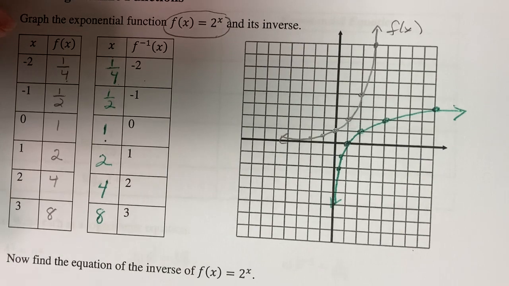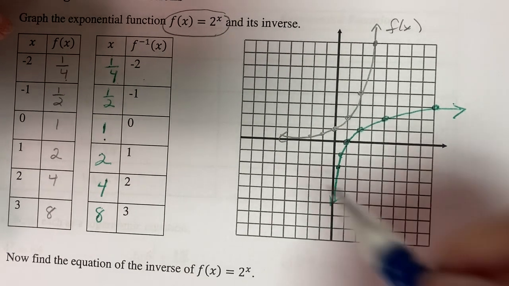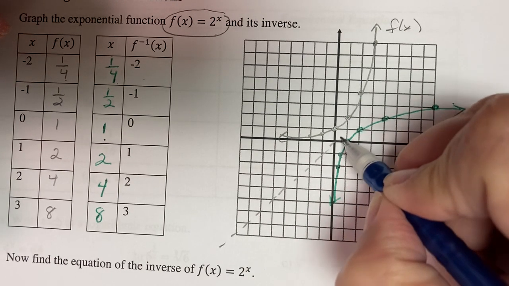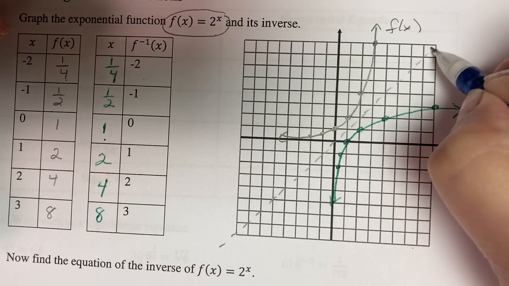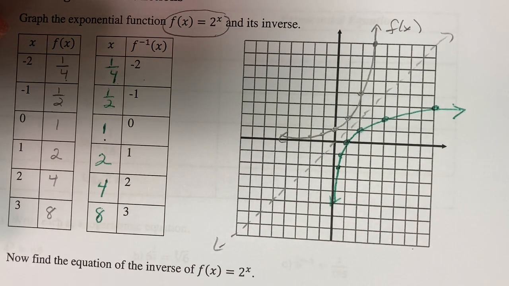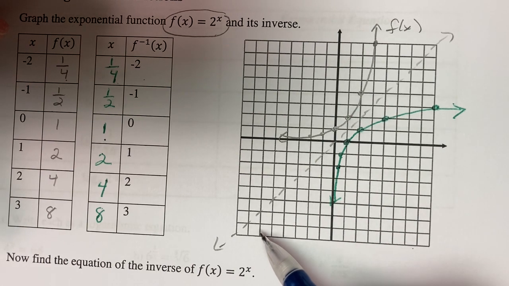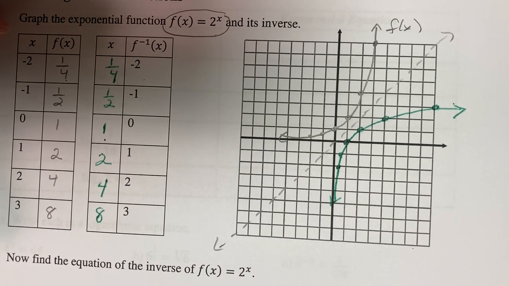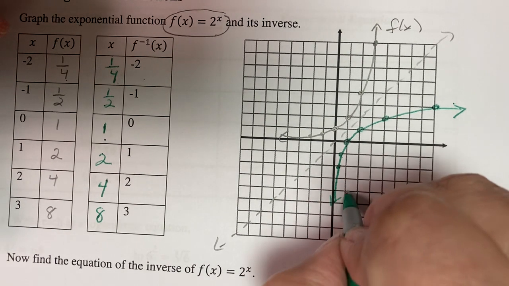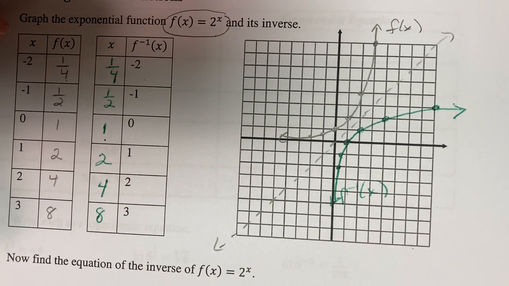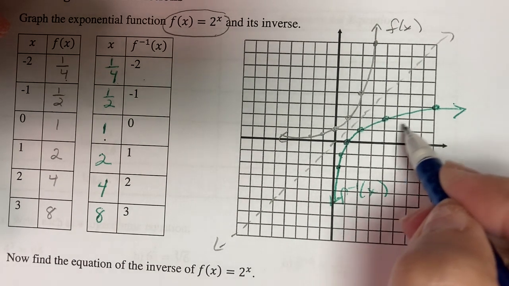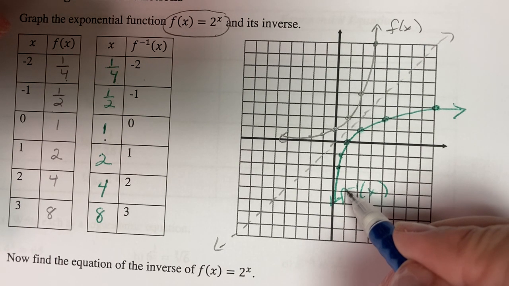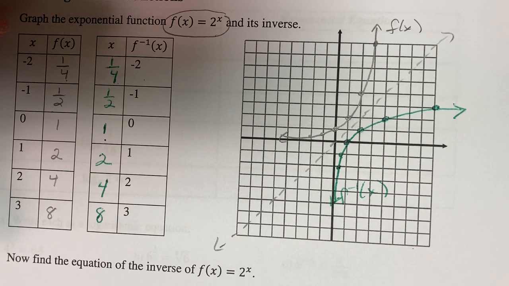Now don't forget, when we talked about inverses, we learned that if you had the graph of two inverses, the inverses would always be symmetric with respect to the line y equals x. So you can see that they are mirror images of each other over that line, y equals x. This is, of course, our inverse. So this function is called a logarithmic function. So what happens is when you have exponential functions, their inverses are always logarithmic functions.